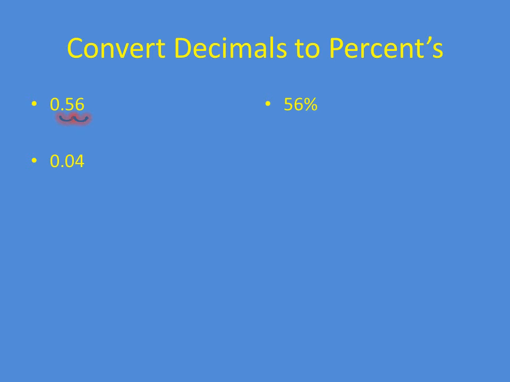It works exactly the same way here. I've got 4 hundredths. I'm going to move that decimal 2 spaces to the right, and I'm left with 4%. I have 1 and 25 hundredths, 2 spaces to the right, and I get 125%. Even here, I've got 875 thousandths, but when I move that decimal 2 spaces to the right, I end up with 87.5%.